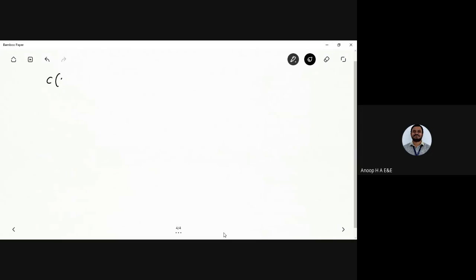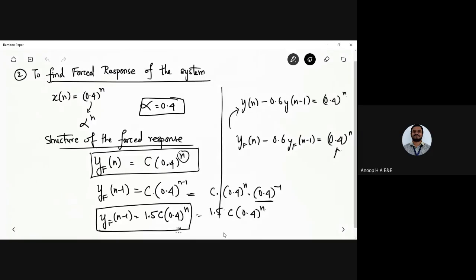So I'll be having c times 0.4 power n minus 0.6 multiplied with 0.4 whole raised to the power minus 1. So I'll be having the total cumulative one. So 0.4 power minus 1 is 1 divided by 0.4, that is 1 divided by, that is 10 by 4, that is 2.5. Okay, so 2.5 is there.